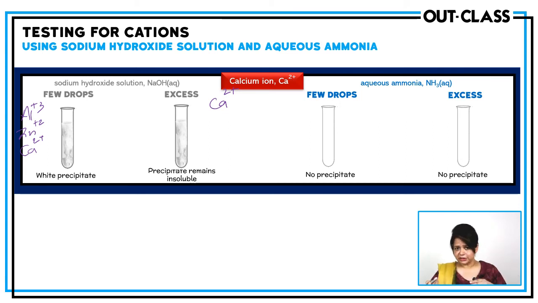Then we perform the test of aqueous ammonia with calcium ion as well. Calcium ion do not react with aqueous ammonia, so no reaction is seen if you add aqueous ammonia to a salt solution containing calcium ions. So this further confirms that calcium ions are present. There is no reaction of calcium ion with aqueous ammonia, remember.